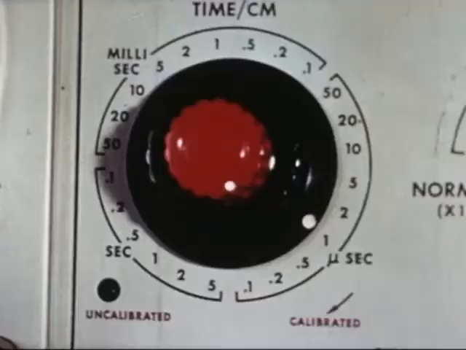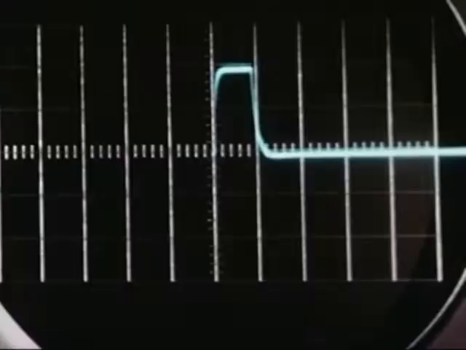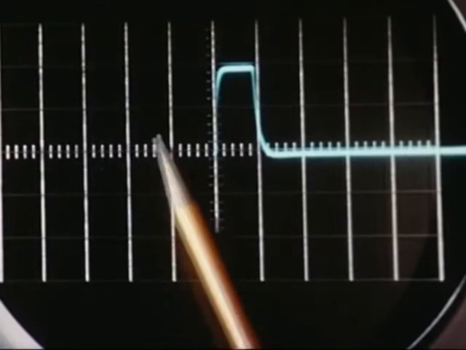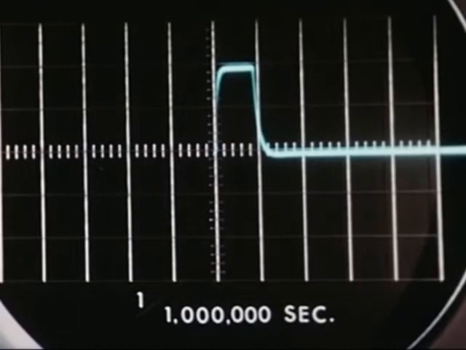The scope is now set up so that each division of the baseline represents 1/1,000,000th of a second. The width of the pulse, you will notice, is exactly one division. Because each division represents 1/1,000,000th of a second, then the time duration of the pulse is also 1/1,000,000th of a second, or 1 microsecond, as it is called.